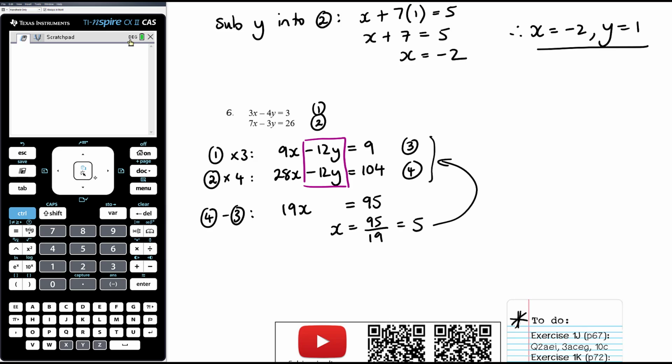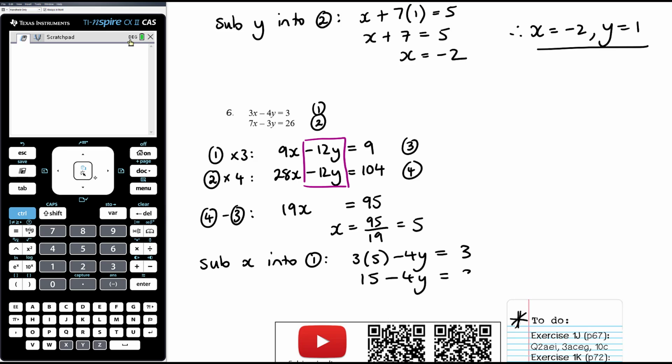Once we've got our x value, we can substitute back into either of the original equations, or you can go into these equations, but these equations generally have bigger numbers, so usually you're better to go back to the start and find the value of y. I'm going to go back into equation 1. I think that looks a bit nicer. It's got smaller numbers. So I'm going to substitute x into equation 1, which means that I get 3 times 5, take away 4 times y, which is equal to 3. So that is 15 minus 4y equals 3. Subtracting 15 from both sides, negative 4y is negative 12. And dividing both sides by negative 4, y equals 3. And so therefore, x equals 5 and y equals 3.